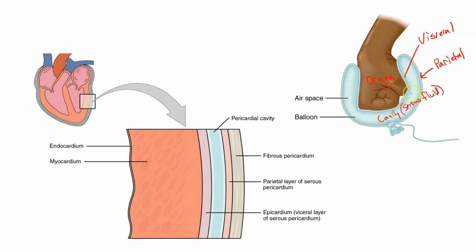When this type of membrane is surrounding the heart, we call that membrane the pericardium. When this type of membrane is surrounding the lungs, we call it the pleura. When this type of membrane is surrounding the abdominal cavities, we call it the peritoneum. So they have different names, but the same feature in each.